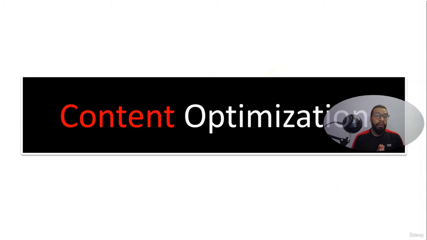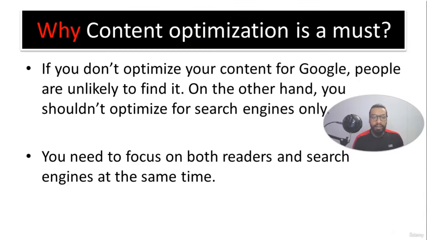So content optimization is another common factor of on-page SEO, and it is a must. If you don't optimize your content for Google, people are unlikely to find it. On the other hand, you shouldn't optimize for search engines only. You need to focus on both readers and search engines at the same time. It cannot be that you are just focusing on the reader or just focusing on the search engine. You have to focus on both readers and the search engines.